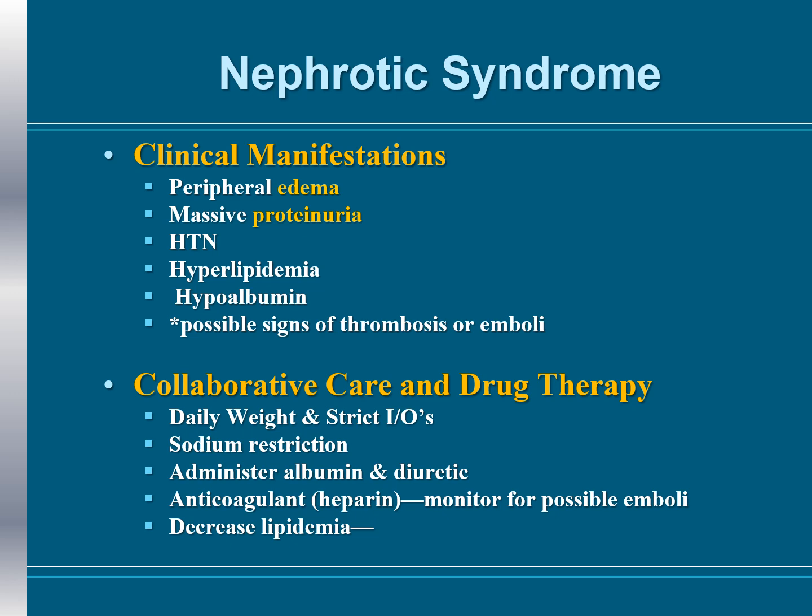Clinical manifestations: you have that peripheral edema, massive proteinuria, hypertension, hyperlipidemia, and hypoalbuminemia. And then you might have possible signs of thrombus or emboli as well. Collaborative care and drug therapy: daily weights and strict I&Os, sodium restriction. You want to give albumin and diuretics, and anticoagulant therapy such as heparin for those possible emboli. And then decrease the lipidemia as well.